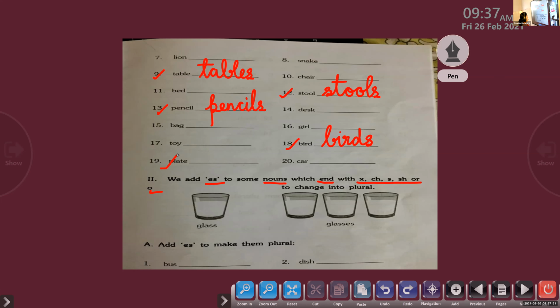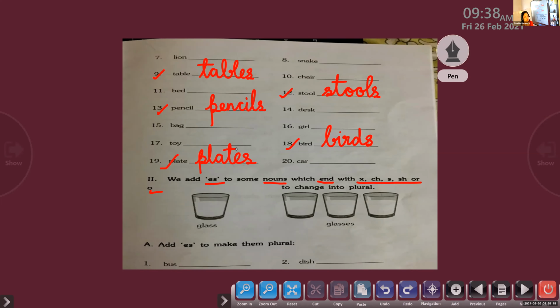Plate, cup. Plate, plural. P-L-A-T-E-S. Plates. Okay, thank you. Arav, unmute. Now, the next exercise we will use ES, add ES to make into plural.